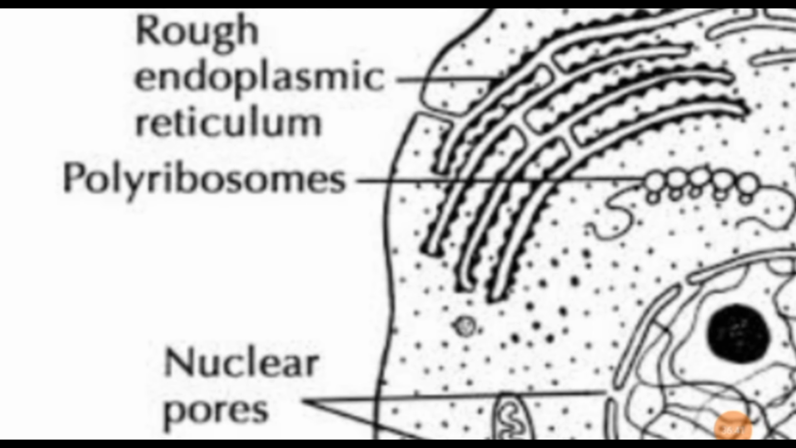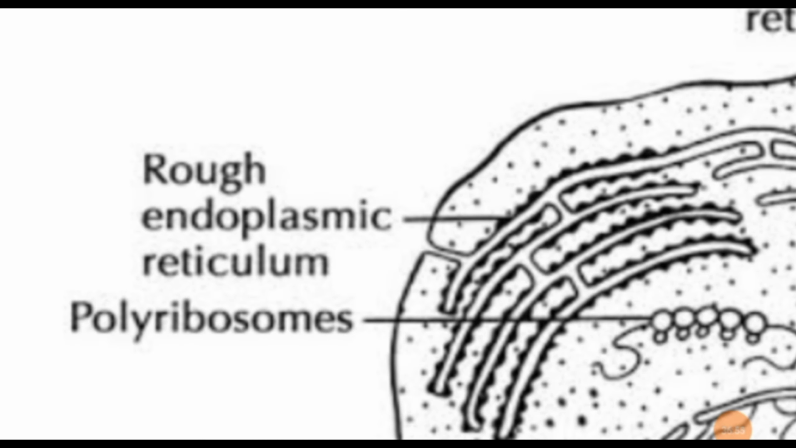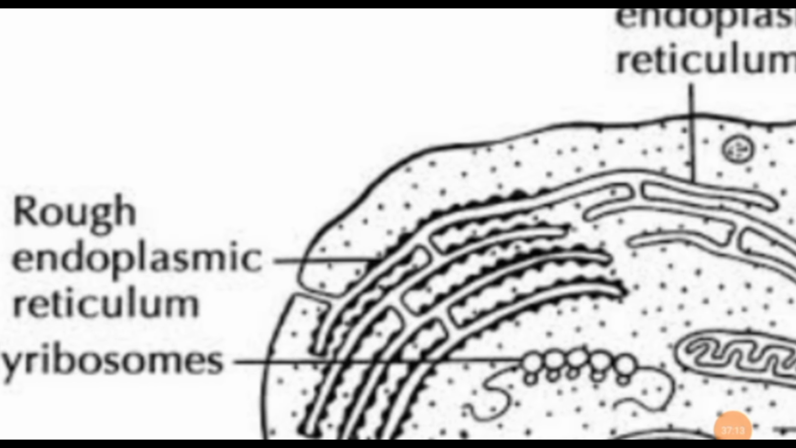We have the polyribosomes. What the polyribosomes do is allow more than one ribosome, meaning it allows multiple ribosomes to function at the same time. So we have the rough endoplasmic reticulum. The rough endoplasmic reticulum produces protein for the endomembranes. All right, produces for the endomembranes.